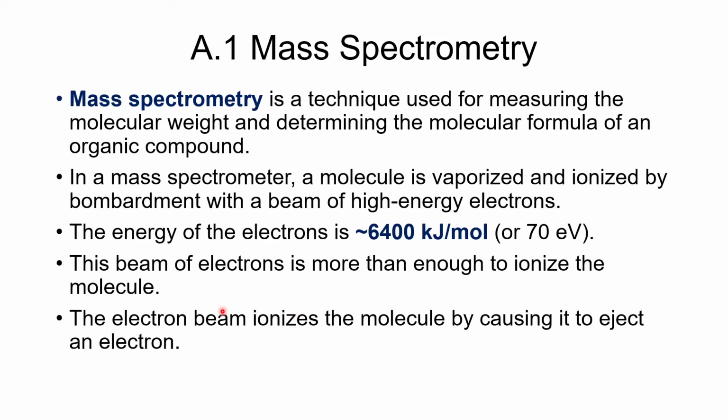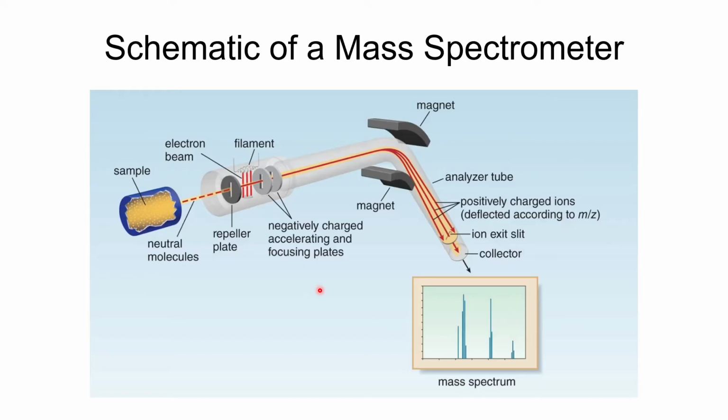Once we've ionized that molecule, there's all kinds of things that we can do with it. Mostly, we can send it down a long path and determine how big the molecule is. Now, the way that works is a little bit complicated, and as I mentioned, there's more than one way to do this, but this is sort of the basic schematic of a very simple mass spectrometer.